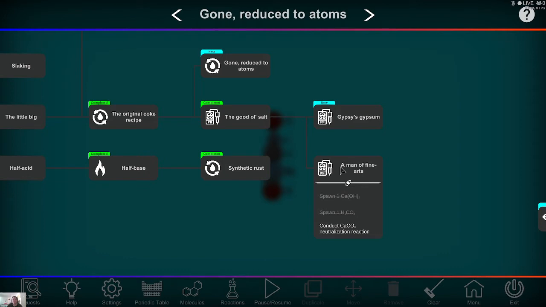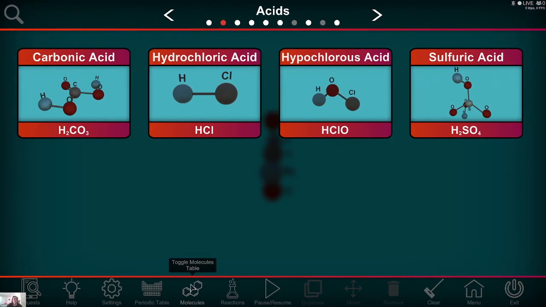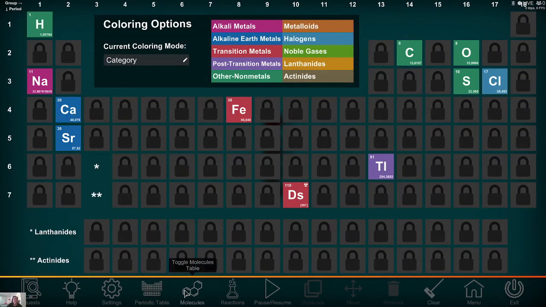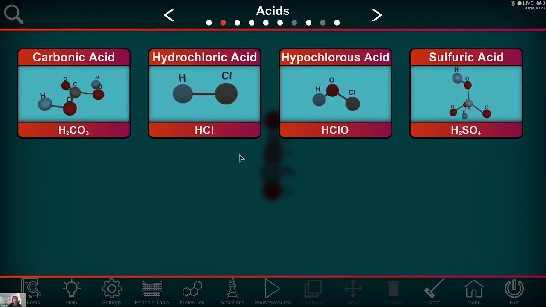Conduct. Conduct sounds like fire. So we're gonna... oh my god. Keyboard's hot. Conduct CaCO3. Calcium carbonate? I think I need like electricity. Let's see, I don't know.